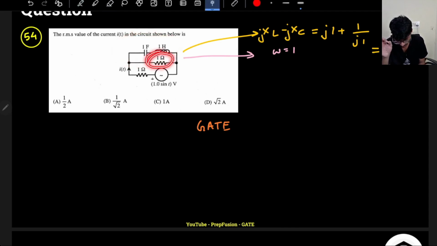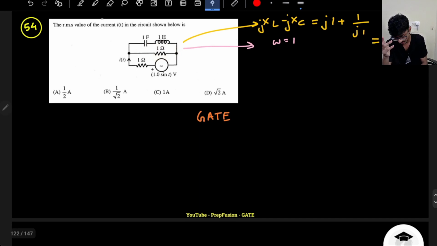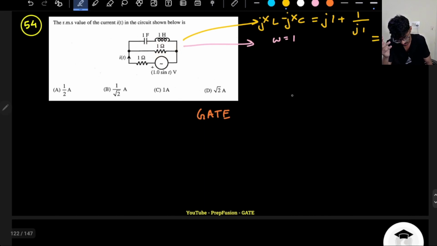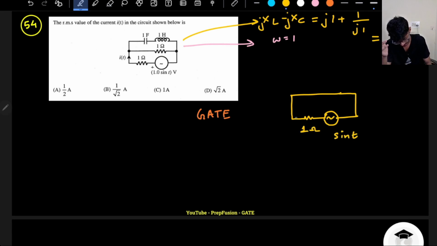So it does not matter if a 1 ohm is there. If I have short circuited it, it does not matter. If a 1 ohm is there, it will just simply be short circuited. The voltage drop will be 0 across this 1 ohm. So ultimately the circuit gets reduced to this whole thing. Very simple circuit. One ohm. This is sine t, and they are asking the RMS value of I of t.